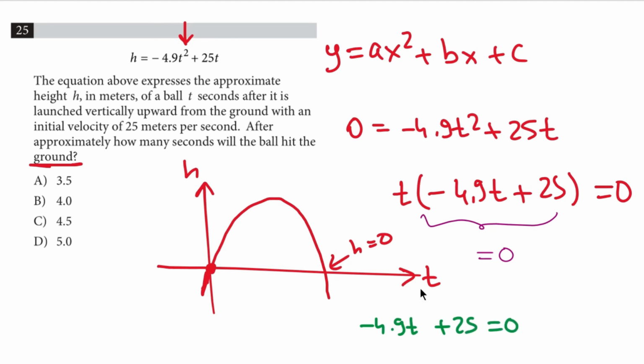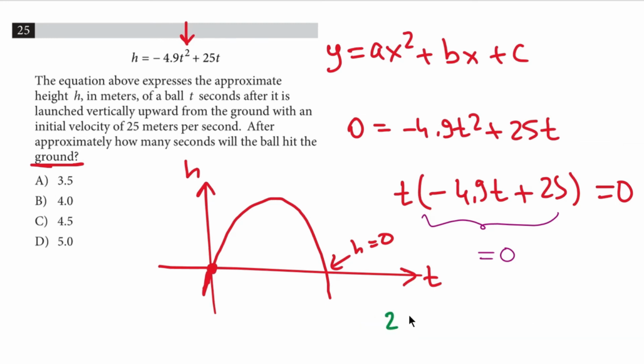Now let's rearrange this, okay? Since if this whole thing is 0, whatever you multiply it by, it will still give you 0, so we will satisfy this. So let's rearrange it and solve for t. Let's send negative 4.9t to the other side, and we will get 25 is equal to 4.9t. And now let's leave t alone by dividing both sides by 4.9. So approximately we get t is equal to 5.